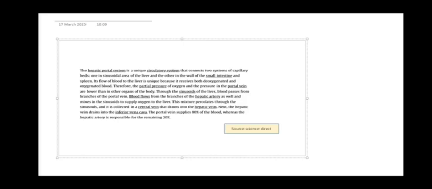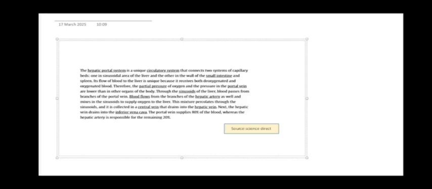Okay, through the sinusoids of the liver, blood passes from the branches of the portal vein, then blood flows from the branches of the hepatic artery, as well as mixes in the sinusoids to supply oxygen to the liver. This mixture percolates through the sinusoids and is collected in a central vein that drains into the hepatic vein. Then they have said, next the hepatic vein drains into the inferior vena cava.